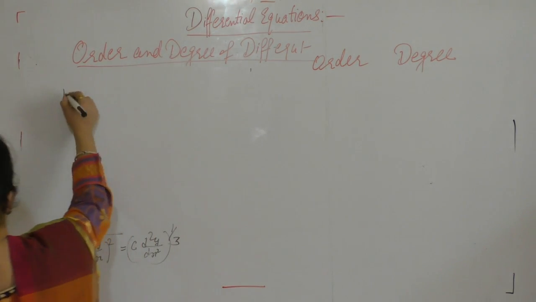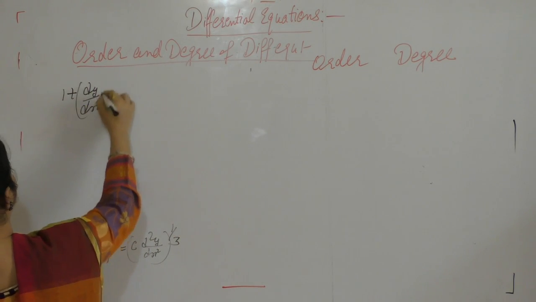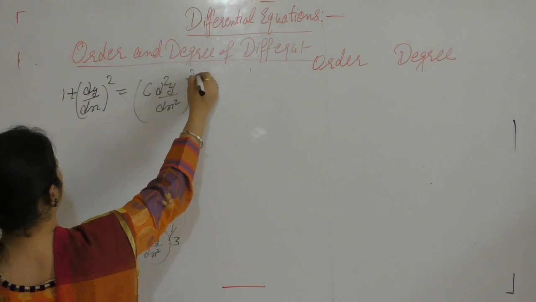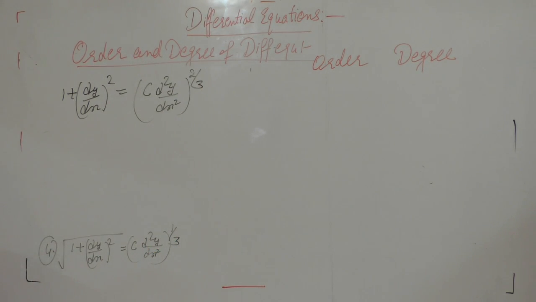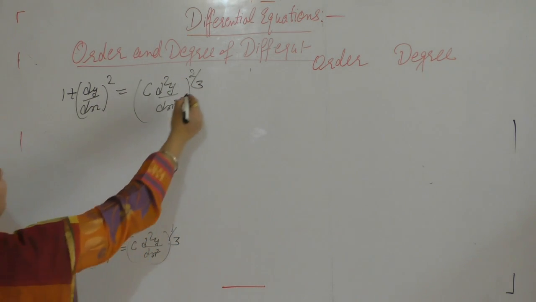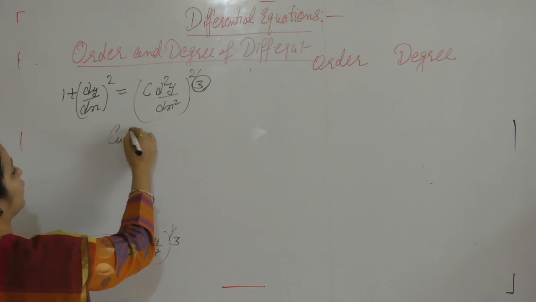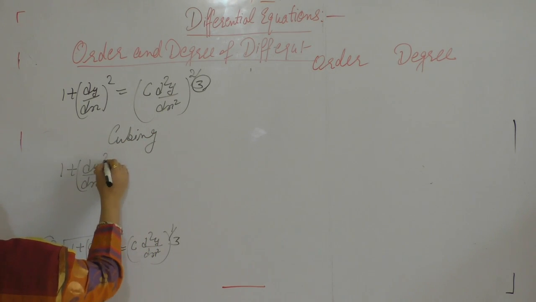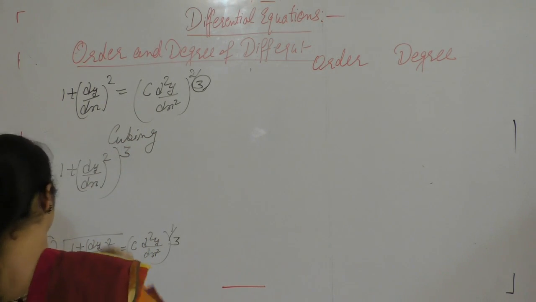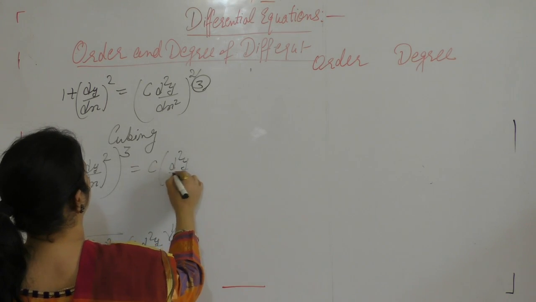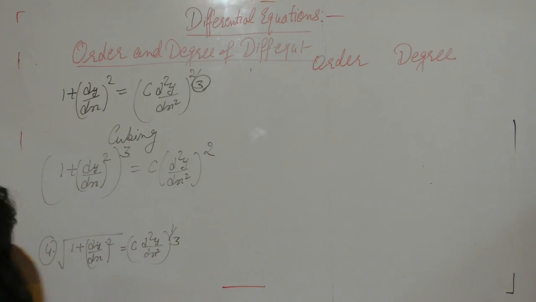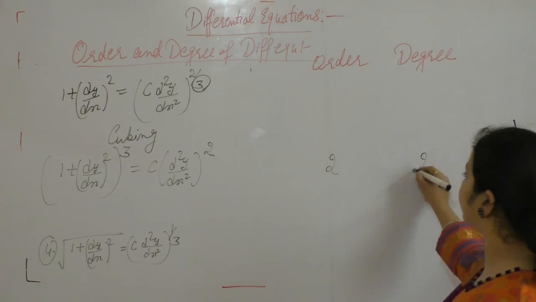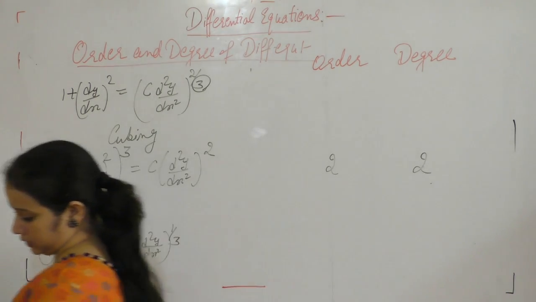So squaring both sides we get 1 plus (dy upon dx) whole square is equals to c (d square y upon dx square) power 2 by 3. Now here to remove the fractional power we do cubing on both sides. After cubing we get (1 plus (dy upon dx) whole square) power 3 is equals to c d square y upon dx square. Now highest order derivative is 2 here and degree of the highest order derivative is also 2. Note it down.